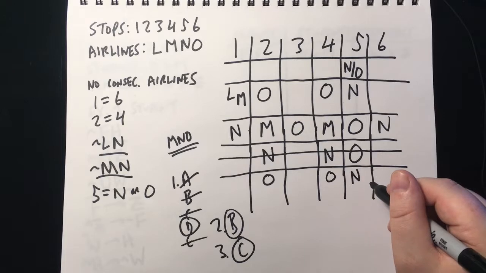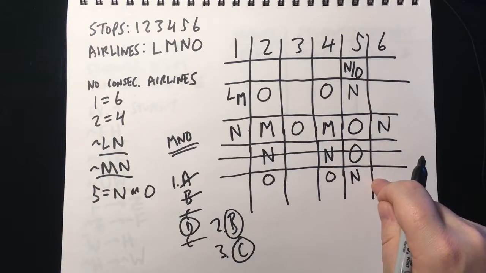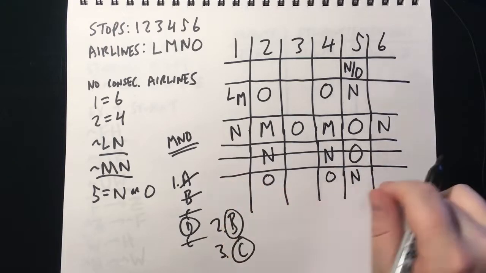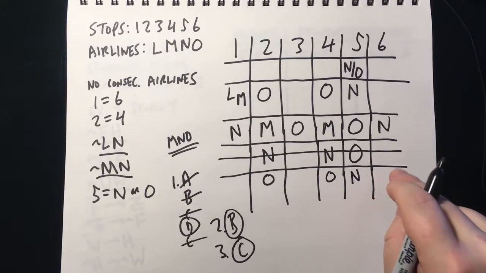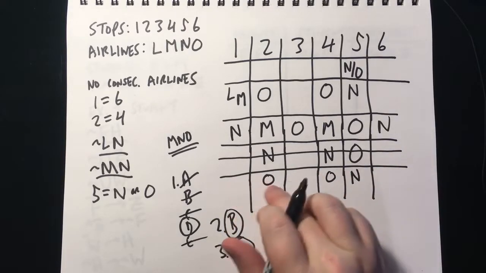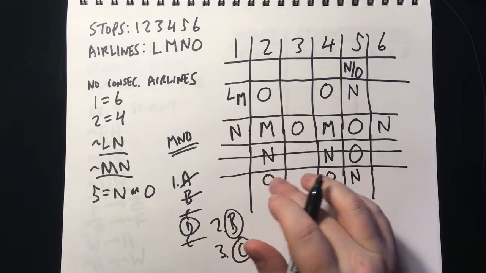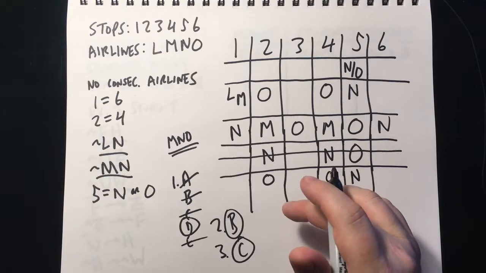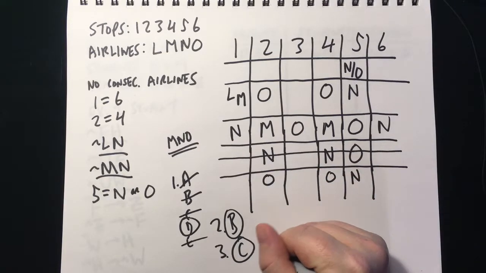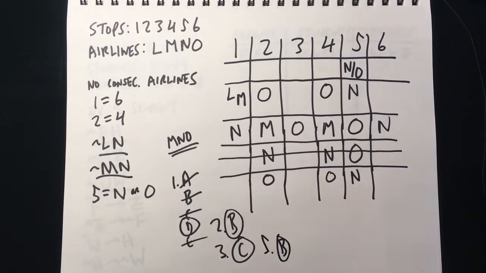And then it just becomes, could this be an L? Well, if 6 was an L, this would be an L. I don't see a serious problem with that. Could this be an O? Well, then I'd have 2 O's next to each other, which means answer choice C doesn't work in question number 5, but answer choice B does, and question number 5 is B.